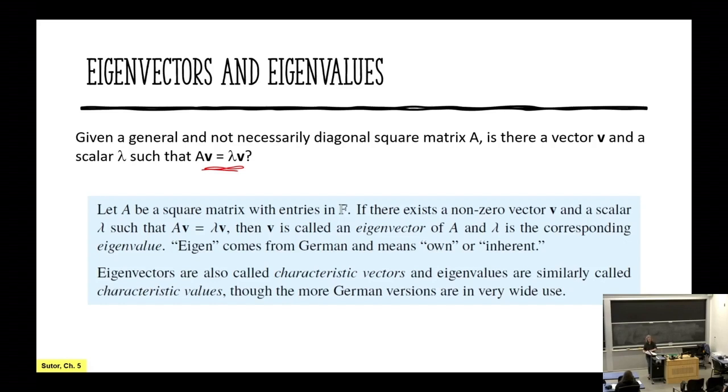All right, so if we have a square matrix A, if there exists a non-zero vector v and a scalar lambda such that this is true, Av equals lambda v, then we call v the eigenvector, and we call lambda the eigenvalue. Named after German stuff. You sometimes see them called characteristic vectors or characteristic values, but most often they're eigenvectors and eigenvalues.